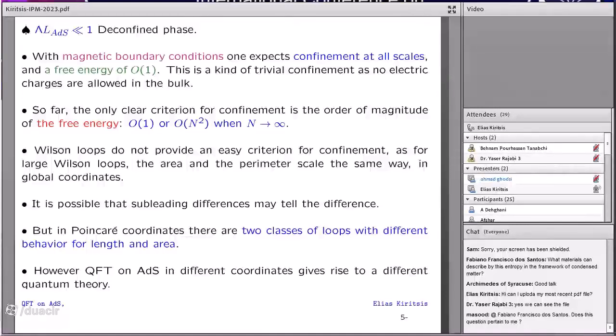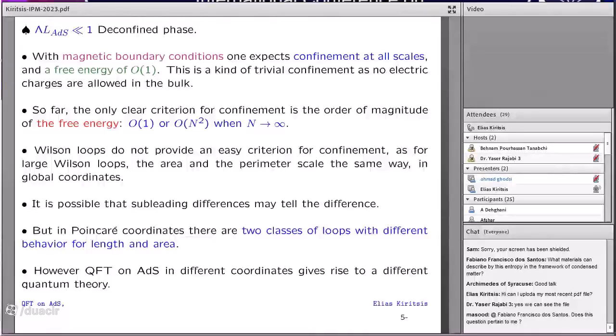Now, if you had the same theory with magnetic boundary conditions, you would expect confinement at all scales and a free theory of order 1. And this is a kind of trivial confinement because no electric charges are allowed in the bulk because of the boundary condition. So far, it seems from this quick discussion that the only clear criterion for confinement, if you have a gauge theory on AdS, is the order of magnitude of the free energy. That is, whether it's order 1 or order N squared when N is large. If N is small, you can't tell much.